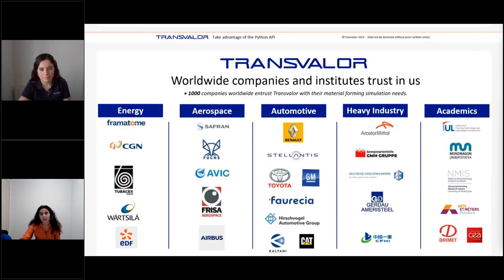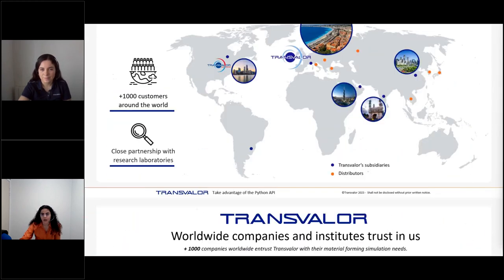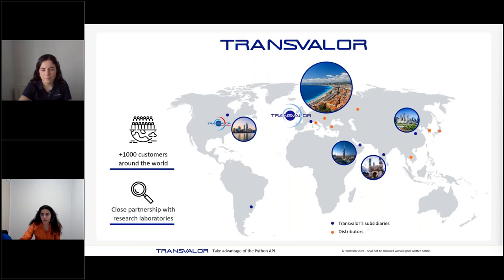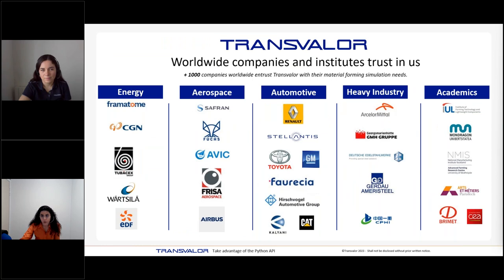Recently, we opened several subsidiaries all around the world, for example, in Dubai, in China, and in India. We have several distributors that help us distribute our solutions all around the world. Today, more than 1,000 customers around the world entrust our solution. These customers work in several sectors, like we can see on this image: energy, aerospace, automotive for sure, and heavy industry. We work in close partnership with academics to keep our product innovative and to integrate all the recent developments coming from research and academics into our software.